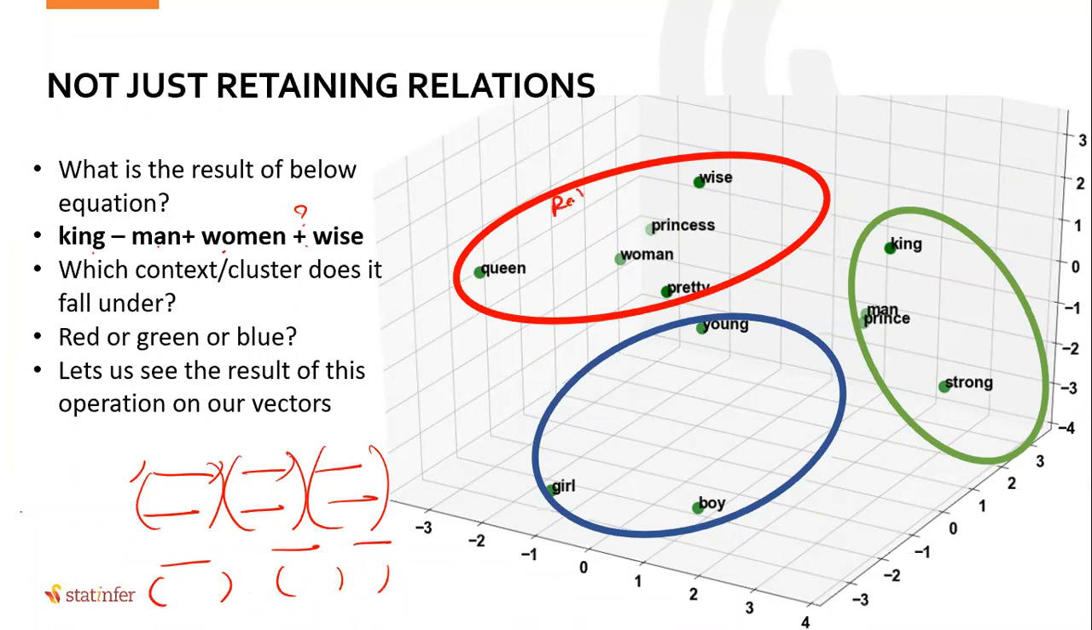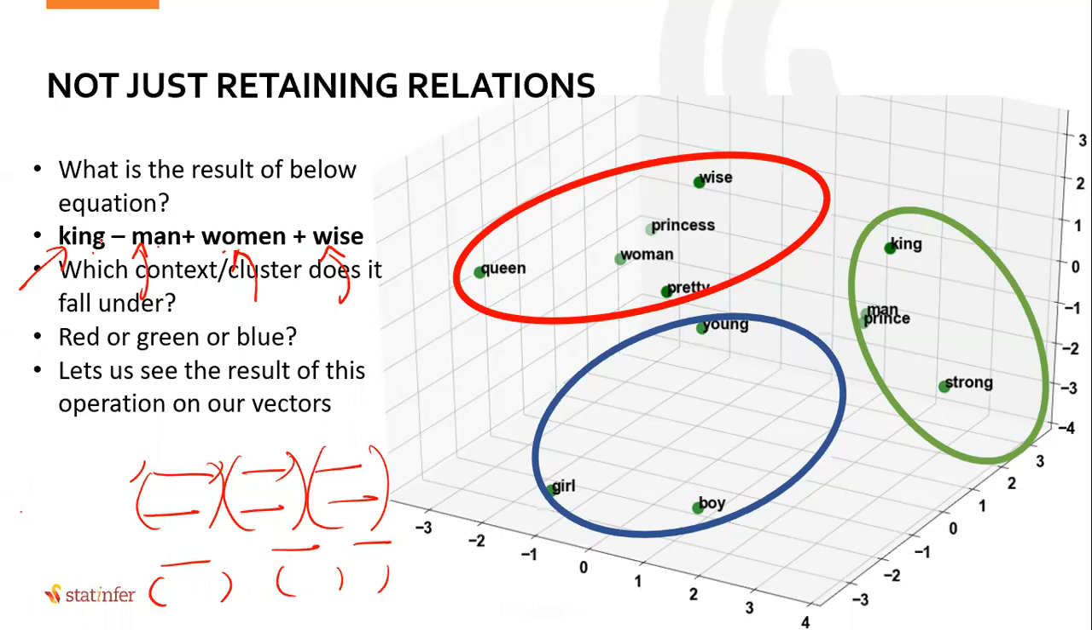Will it fall in red? Will it fall here? Or will it fall here? If I make this calculation, that's an abstract vector. Okay. We don't know the name of it, but where it will fall, make a guess. If I take king, if I remove man, if I add woman, if I add wise, where will it fall? Try to think about it. Will it be towards red, or will it be towards green or the blue?